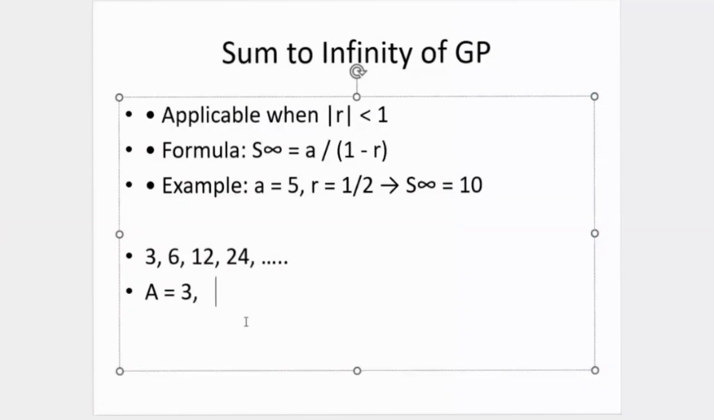So putting this into this formula, we'll have A, which is 3, all over 1 minus 2. That will be 3 over 1 minus 2, which is minus 4. And that will be 3 over minus 1, which is minus 3. Now we have a negative number for a sum up until infinity. However, this is why the condition says that the absolute value of R has to be less than 1, right?